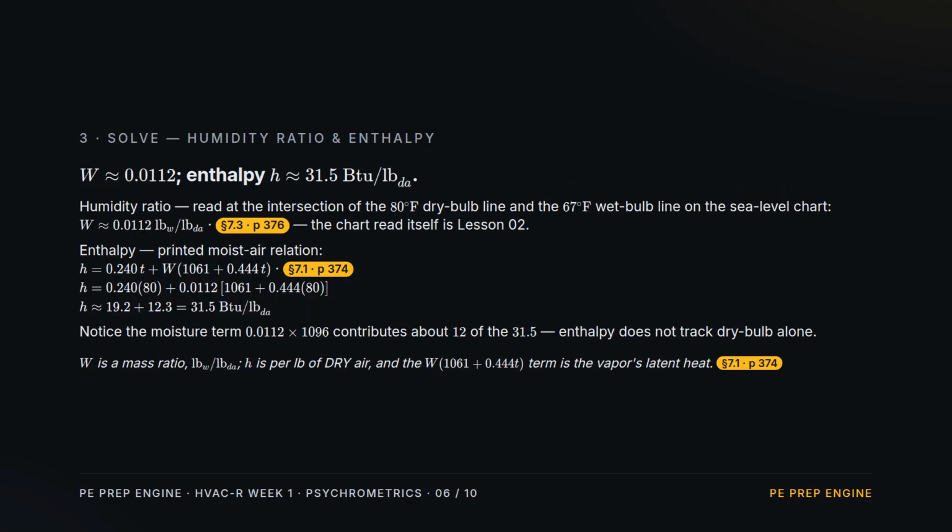Solve. Part 1. Read the humidity ratio where the 80-degree dry bulb line meets the 67-degree wet bulb line, about 0.0112. The chart read is next lesson. Then enthalpy, straight from the printed relation, a sensible term plus the vapor's latent term, about 31.5 BTU per pound of dry air. Notice the moisture carries a third of the total, so enthalpy never tracks dry bulb alone.